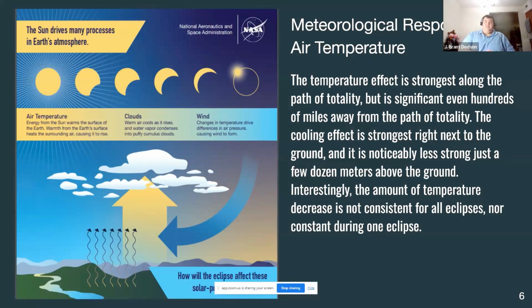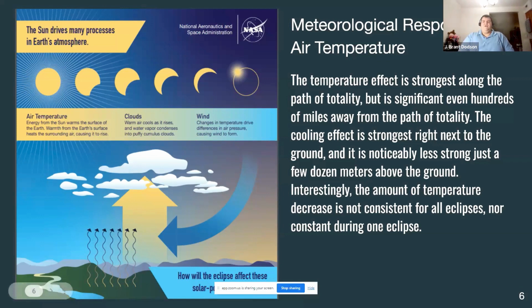Something I noticed that was interesting in my work with globe clouds is that when looking at meteorological weather station data, even if you go just a few meters above the surface, the temperature decrease is smaller as you go above the surface, even just 10 meters or so above. So a lot of the eclipse's effect is at the surface, where people get to experience it.